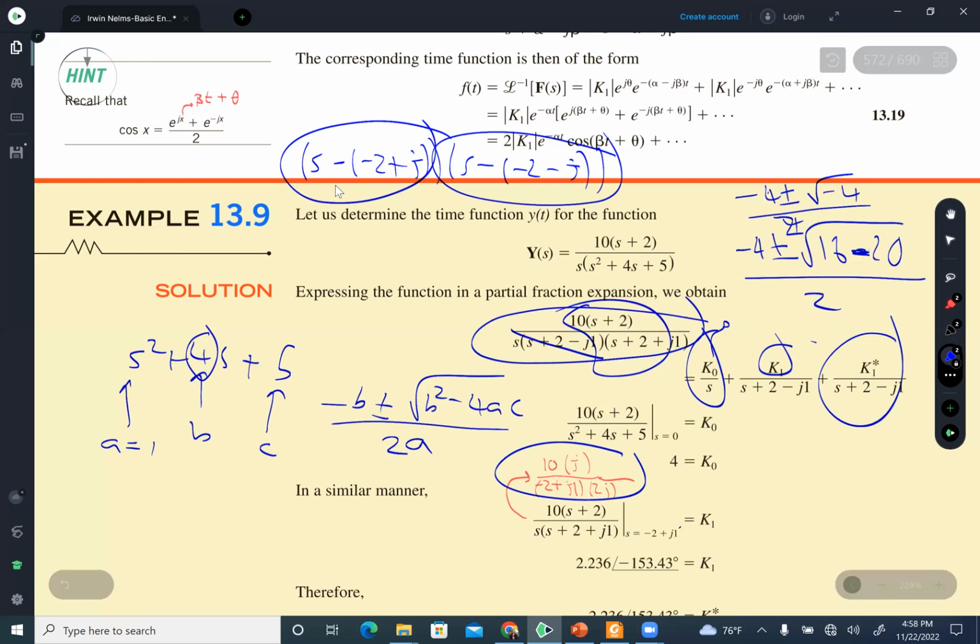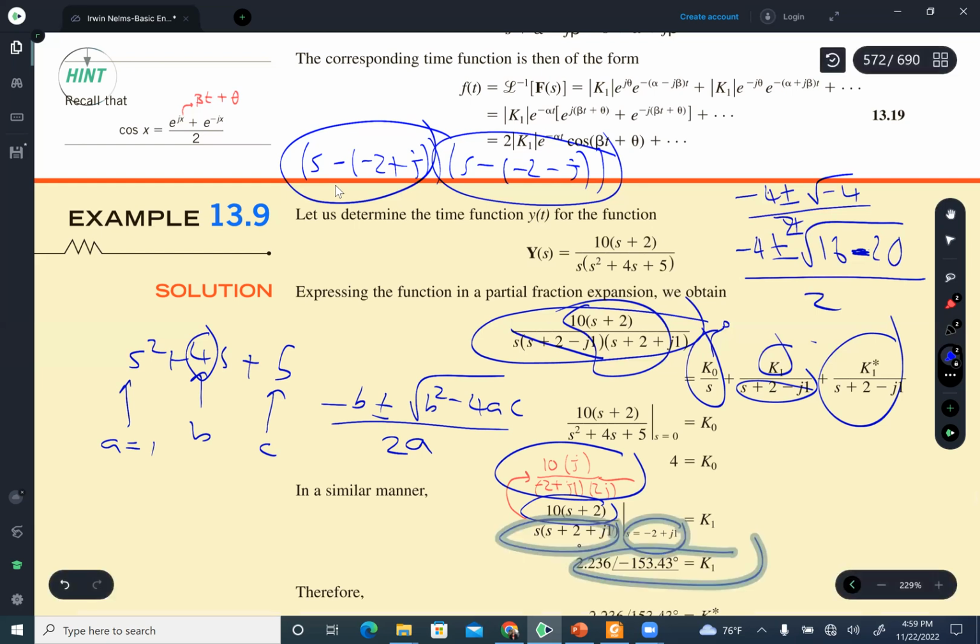You substitute S is equal to minus 2 plus J, which is the value that makes the denominator 0 here, right? And that's just the complex arithmetic. You're multiplying stuff in the numerator, dividing by some stuff in the denominator. You take a calculator that can do complex arithmetic. That's going to give you some K1 value. It has real part and imaginary part, or it has a magnitude and phase. Here, magnitude and phase is convenient for us. So that's just K1. Okay, that's K1.